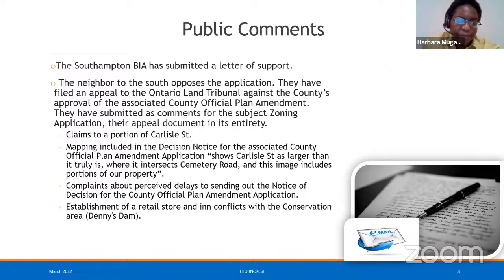Then the next comment is with respect to their concern that the establishment of a retail store and inn conflicts with the conservation area that is Dennis Dam. That area is under crown lands, so it's under the jurisdiction of the Ministry of Natural Resources. We circulated the application to the ministry. They did not respond, but we had met with the Ministry of Agriculture and the Ministry of Municipal Affairs and Housing. For those two ministries, their interest was mostly to do with removing agricultural lands from agricultural productivity. So that was the basis of their interests. We circulated the comments to the Conservation Authority. They find the application acceptable. They have no concerns whatsoever that there will be impact to the environmental features in the area.